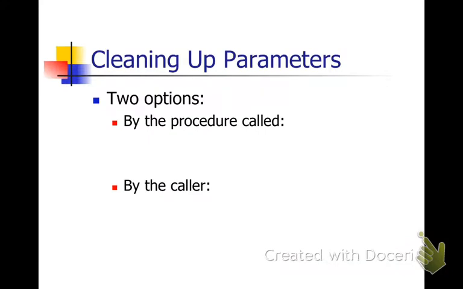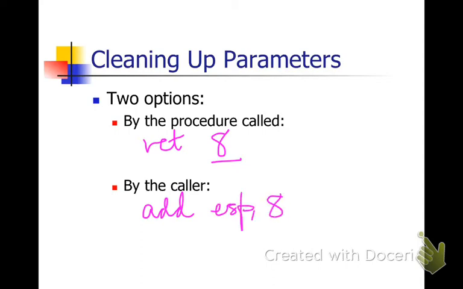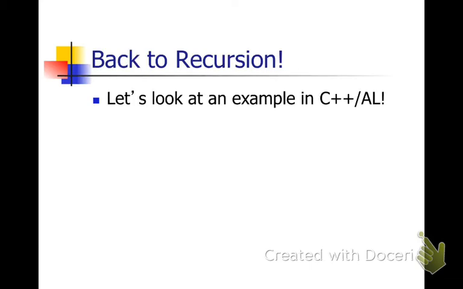So, cleaning up the parameters, again, I know we already talked about this, but let me just refresh your memory. If the procedure that has been called has to clean up, and we had 2 parameters, then I return n, where n is the number of bytes that were pushed on the stack. If, as is the case with the calling convention we're using, the caller is cleaning up the parameters, then what it's going to do after the call instruction is add 8 bytes to the stack pointer. Okay? All right, so what we're going to do next is look at an example. The example we're going to look at is factorial.